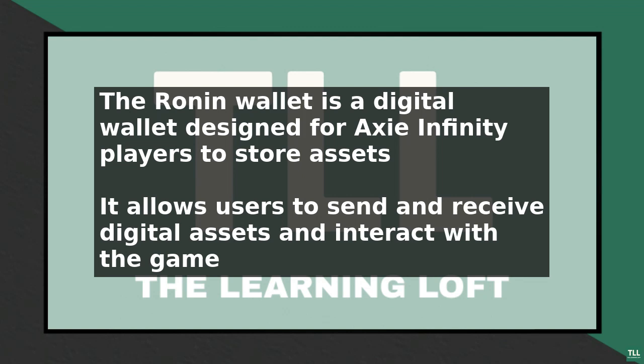To set up your Ronin wallet, start by going to the official Ronin website and clicking on the download button. Once the download is complete, follow the installation instructions to install the wallet on your device. After installing the wallet, you will be asked to create a new wallet or restore an existing one. If you are new to the Ronin wallet, select the option to create a new wallet.